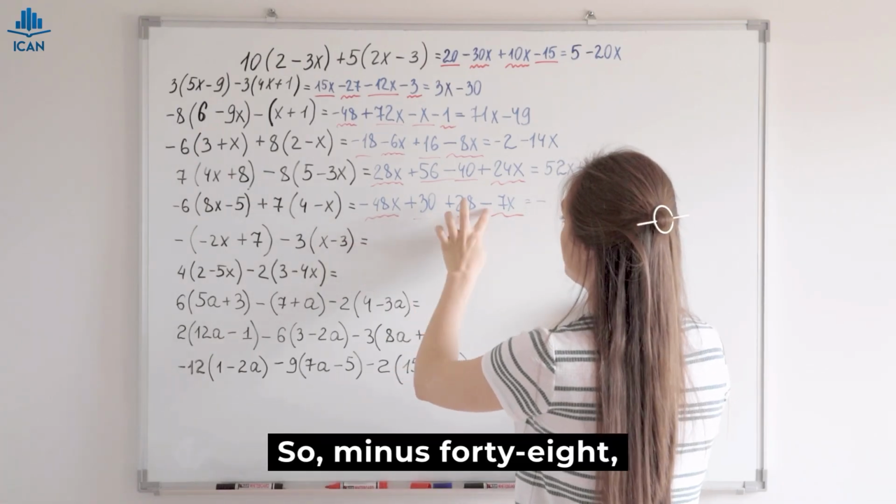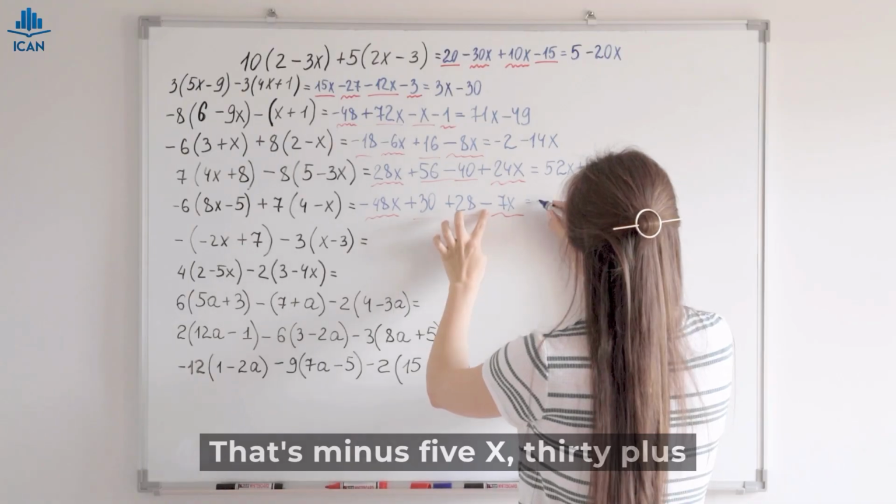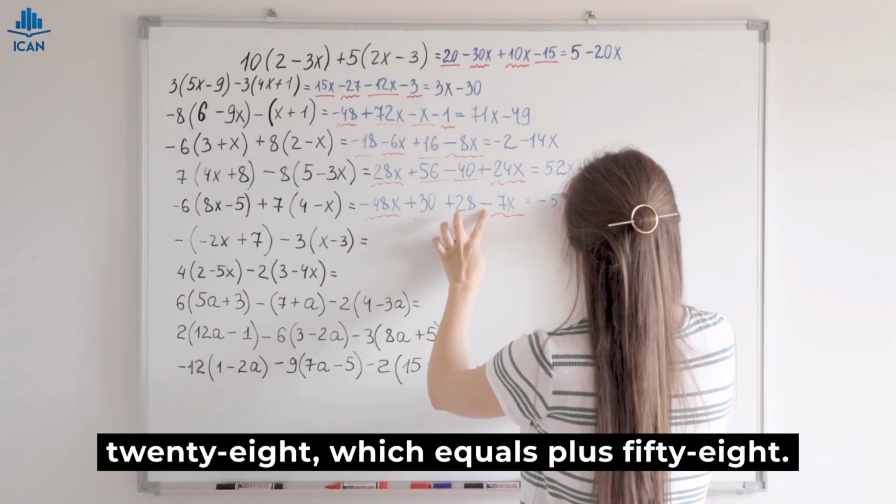So minus 48 and also minus 7, how much will that be? That's minus 5x, 30 plus 28, which equals plus 58.